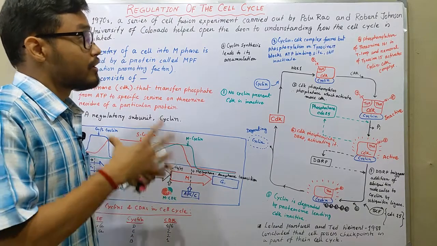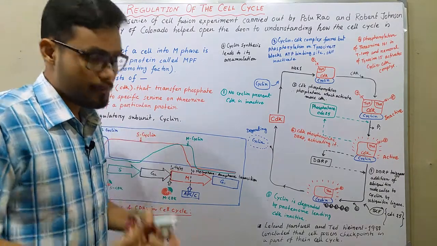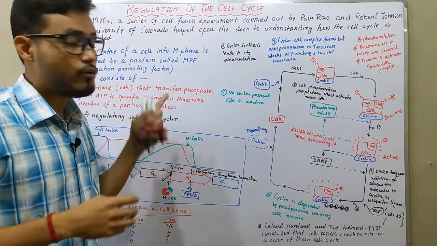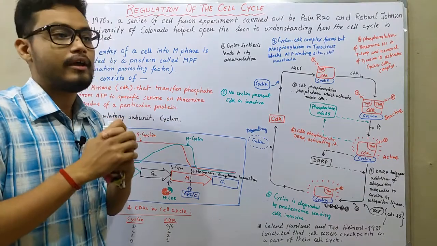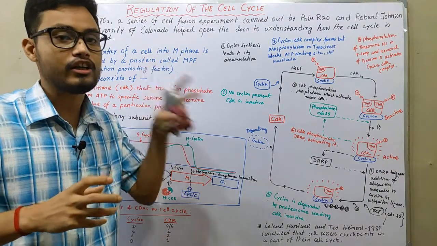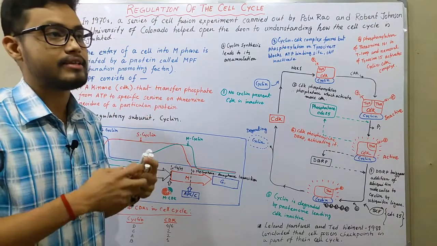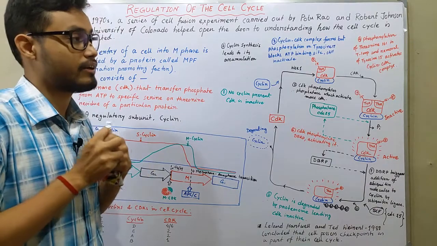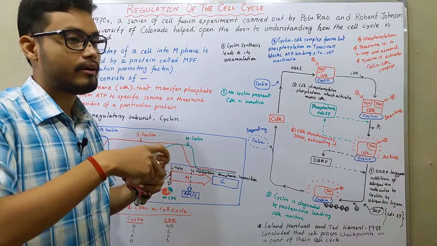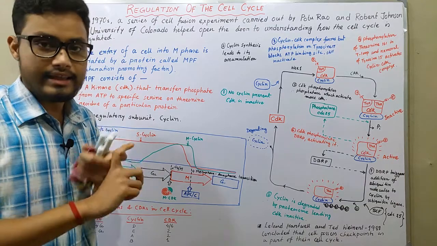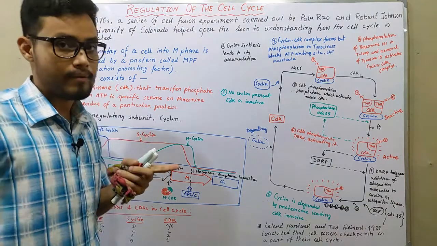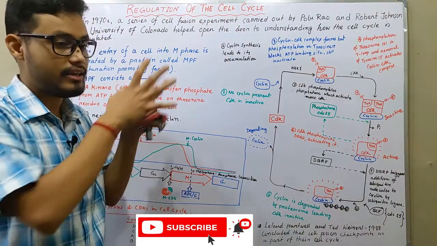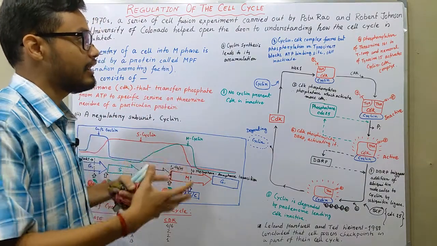Their work: they fused a G1 cell to an M cell. That means a cell in the G1 (gap 1) phase and another cell in the M phase, the mitosis phase. They fused the two cells together. Next they fused an S phase cell, the synthesis phase, to an M phase cell, and a G2 phase cell with an M phase cell, and they conducted a series of experiments that led to understanding how the cell cycle is regulated.